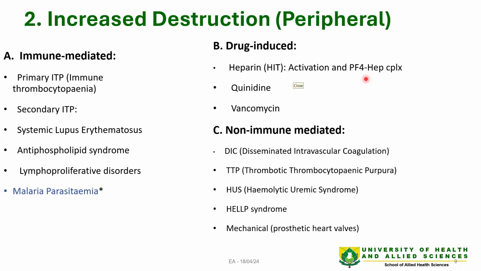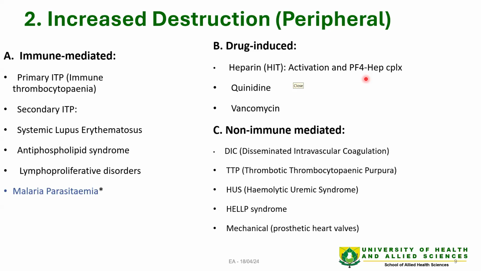Secondly, we may have a reduction in the platelet count as a result of an increased peripheral destruction. So the first could be as a result of immune interruption of platelet function and platelet numbers. So examples include primary immune thrombocytopenia. So here we are looking at antibodies being produced against the platelets, causing the early destruction of the platelets.